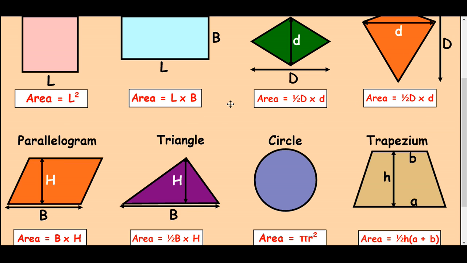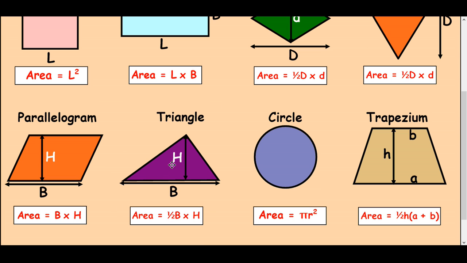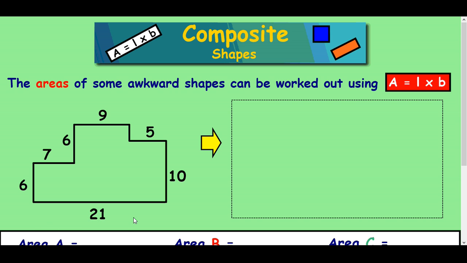You've got the kite and the rhombus there. They're both the same formulas. Parallelograms, base times height. Half base times height for triangles. Don't worry about the circles at the moment. And a trapezium, you can cut it into 2 triangles, but the actual formulas are half height times a plus b. Right, let's have a look at these ideas.